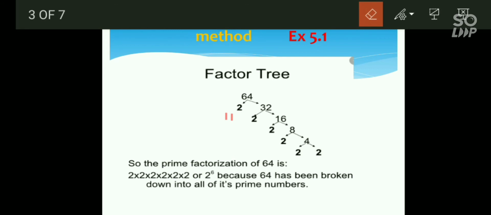Once getting the factors, you have to check. After multiplying all these 2s, we should get 64 and all these numbers should be prime numbers. So, here we have got the answer. Prime factorization of 64 is 2 into 2 into 2 into 2 into 2 into 2.